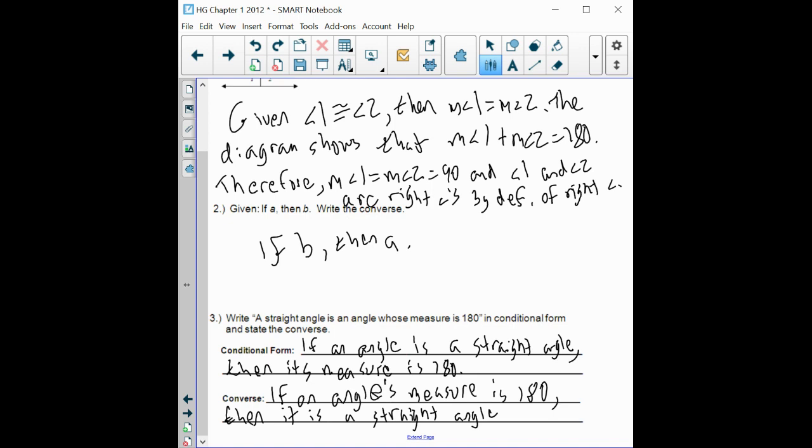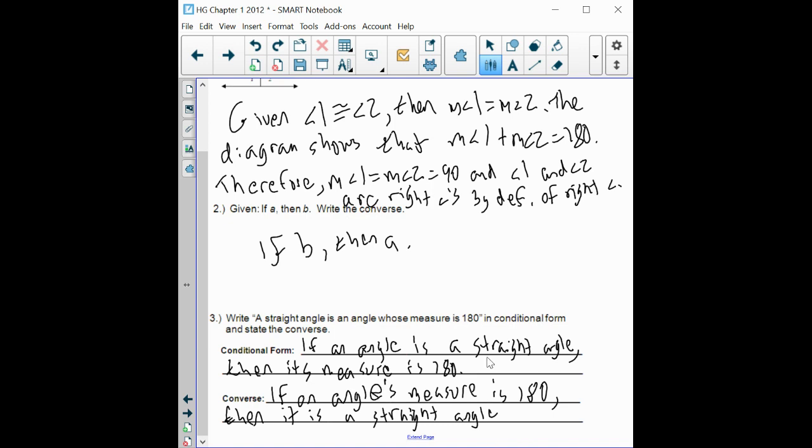But you do want to make sure, especially based on pronouns, you don't say, like, I wouldn't want to say if its measure is 180, then it is a straight angle. You want to make sure you say, oh, if an angle's measure, because we don't know what it is if we put it that way, right? So basic English things there, but it's still important in math.